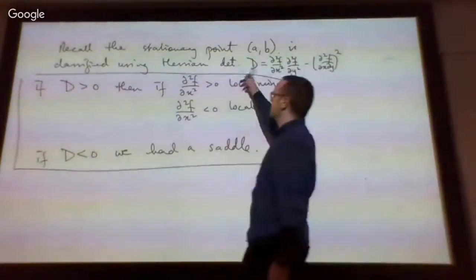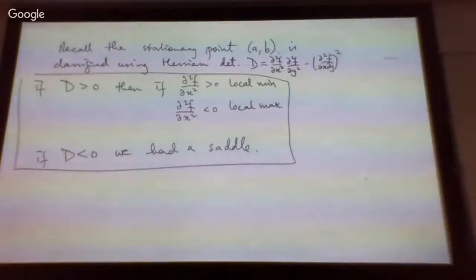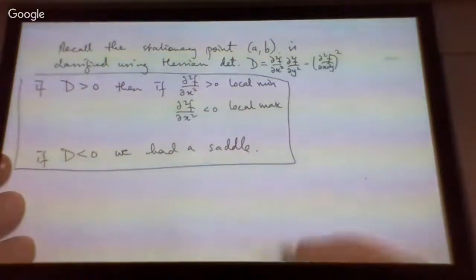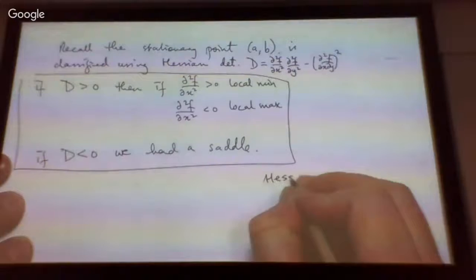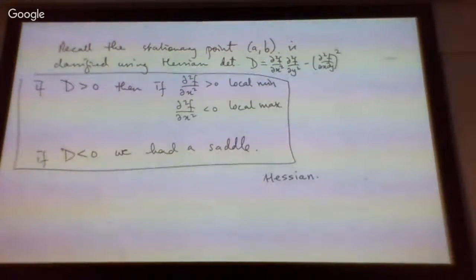Using the Hessian determinant. So this was named after someone. Hessian. Hessian determinant.